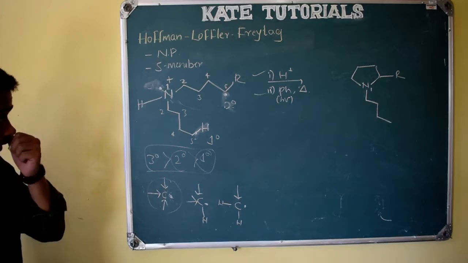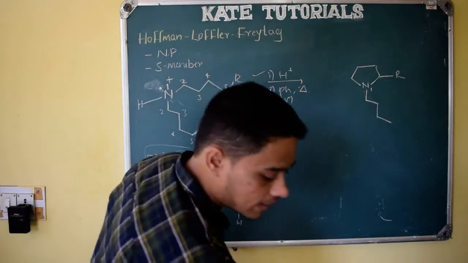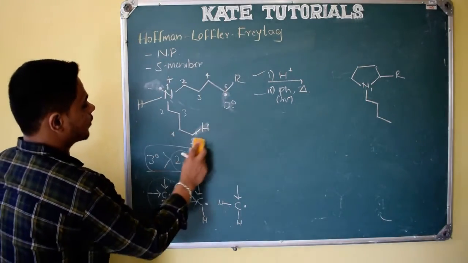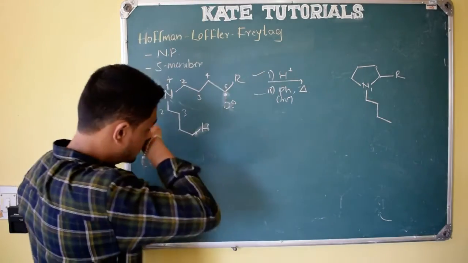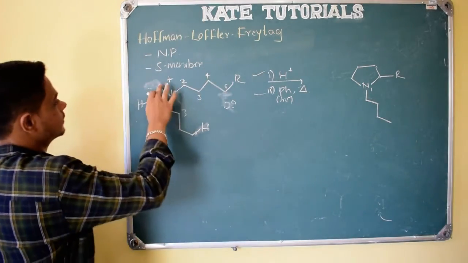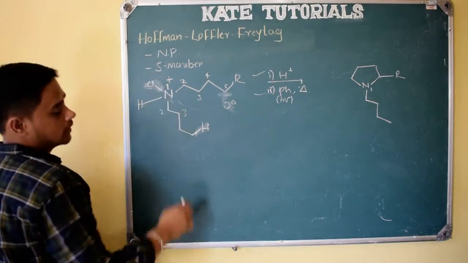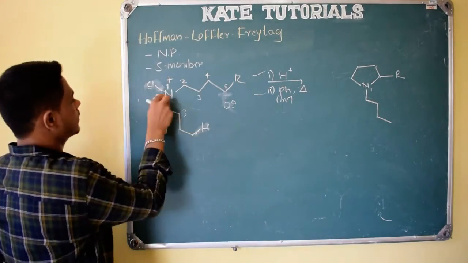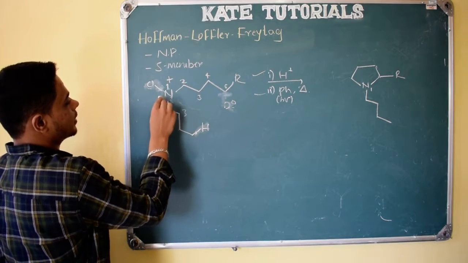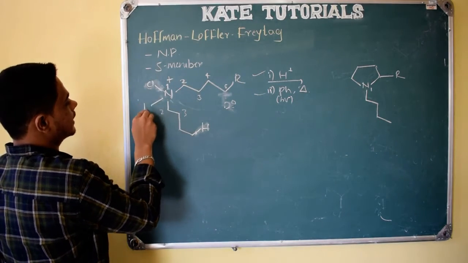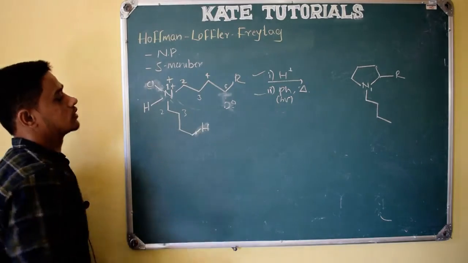I hope you understood the mechanism, right? If I want to write the mechanism once again, let me write it so that it becomes clear for you. So what happens? First, chlorine is there, a heteroatom, and here there is no hydrogen. So in the first step, under acidic condition, H plus will attack the lone pair of electrons, so nitrogen gets a positive charge and hydrogen is attached, right?